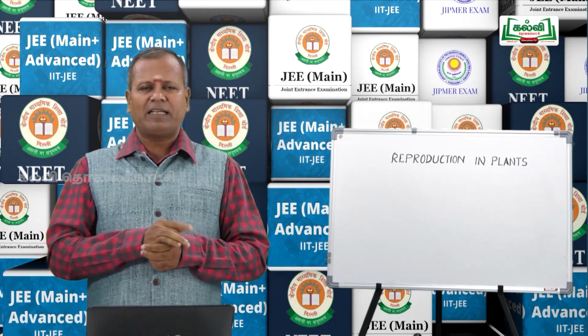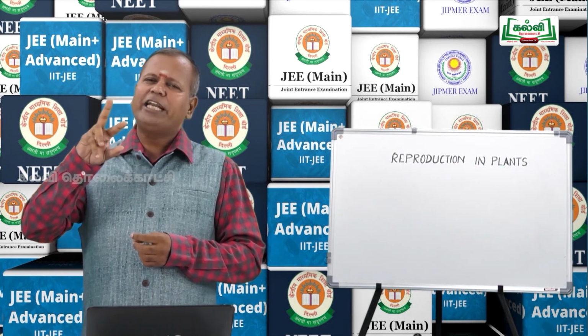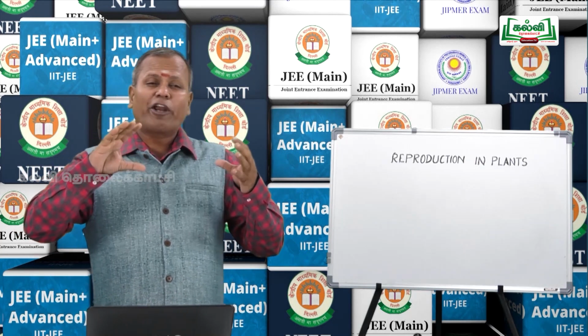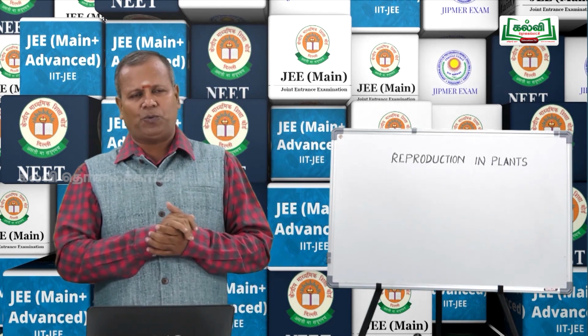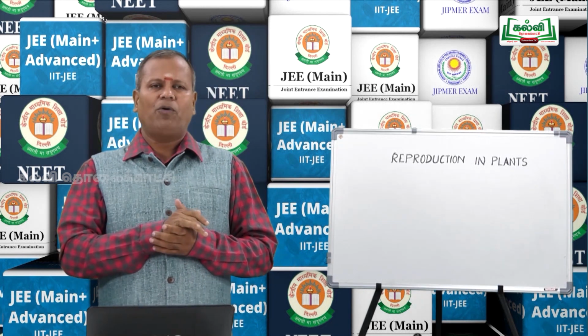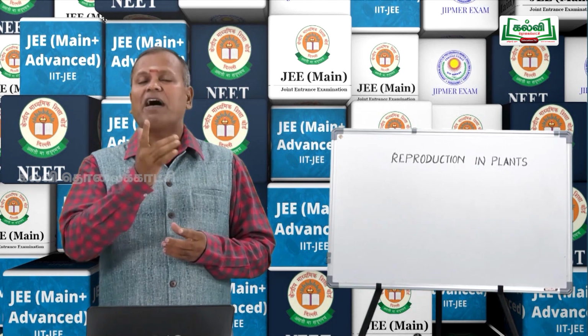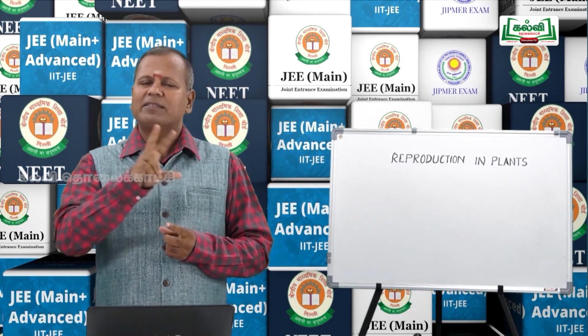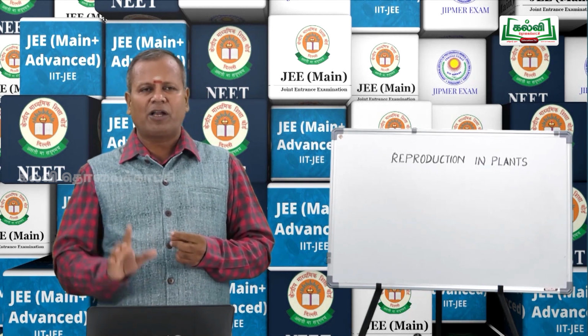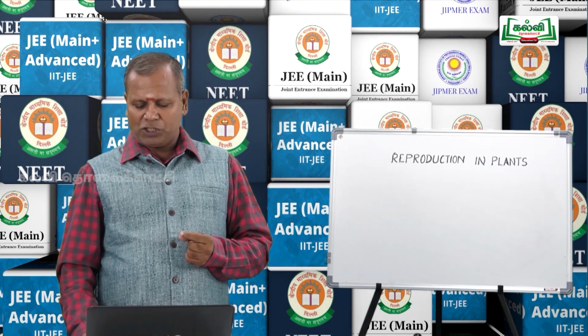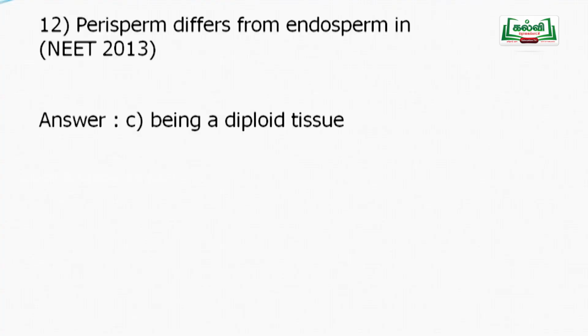So, after fertilization, the ovule is converted into seed, the ovary is converted into fruit, and the wall into the pericarp. The remaining nucellus tissue is present in the seed in the form of perisperm. So, nucellus is diploid in nature, so perisperm is also diploid in nature. So, the correct answer for question number 12 is option C, being a diploid tissue, the remnant of the nucellus present in the embryo.